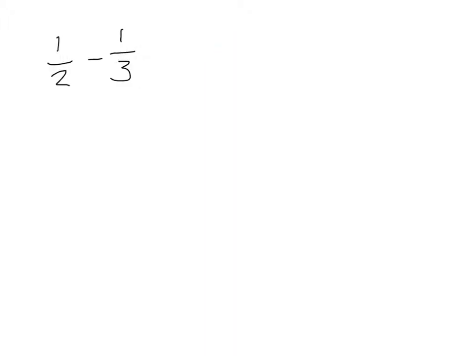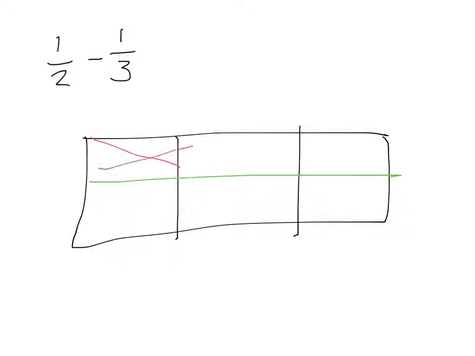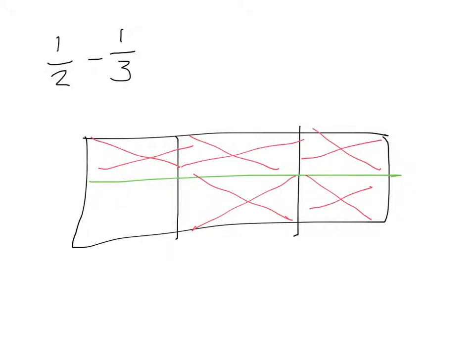Let's try one more. If we have 1/2 minus 1/3, again, we're going to start with one rectangle. I'm going to split this into thirds, and then I'll split it into half. We're starting with 1/2, so I can get rid of this top half. And I'm subtracting 1/3. If I look at it, each third has 2, so I'm going to subtract 2 rectangles. And I have 1 remaining, so that's my numerator, and there's 6 pieces total, so I have 1/6.